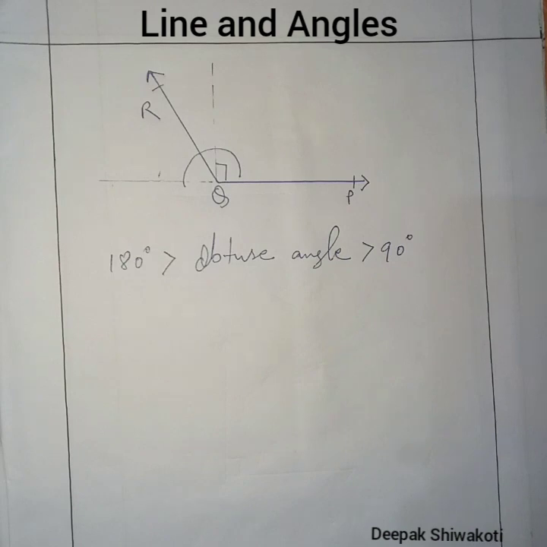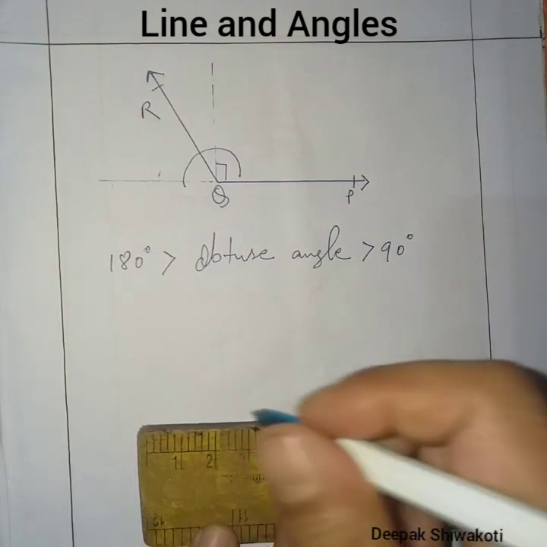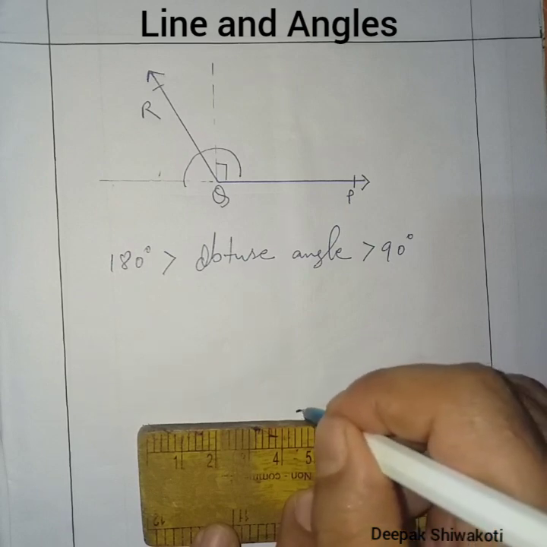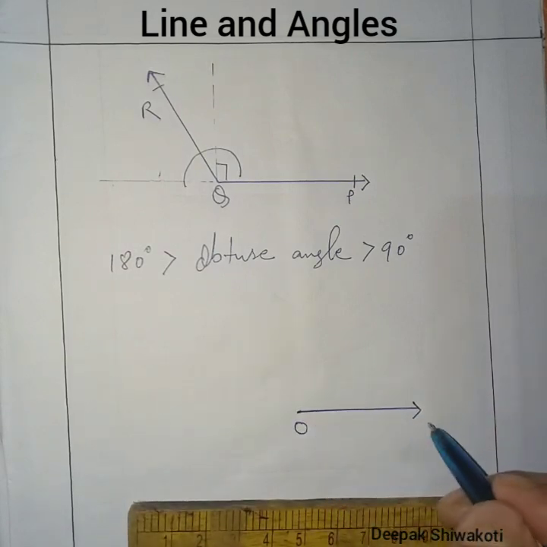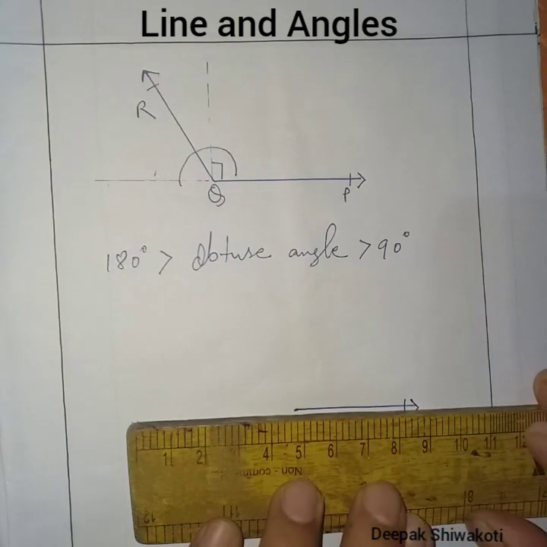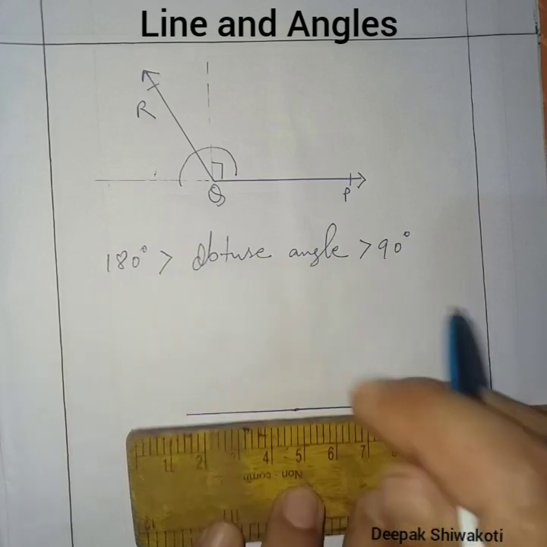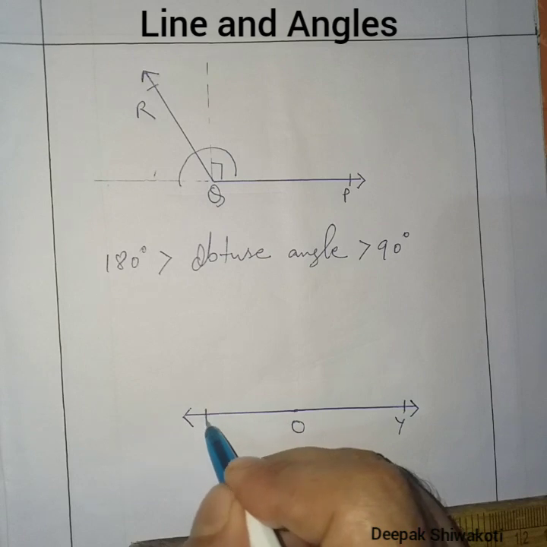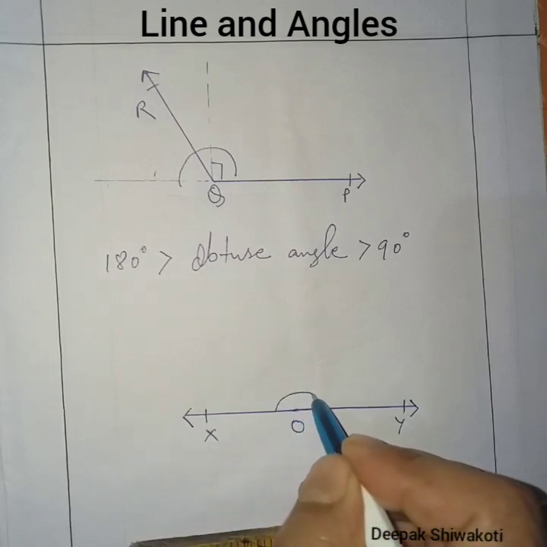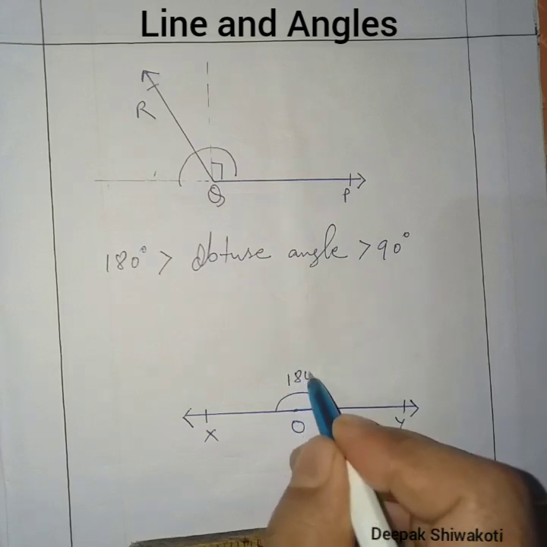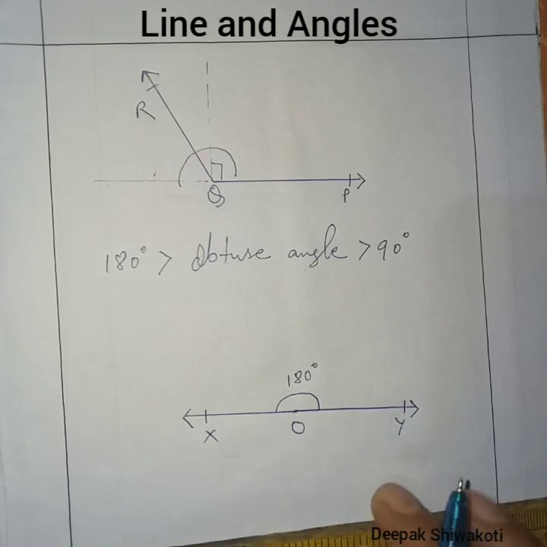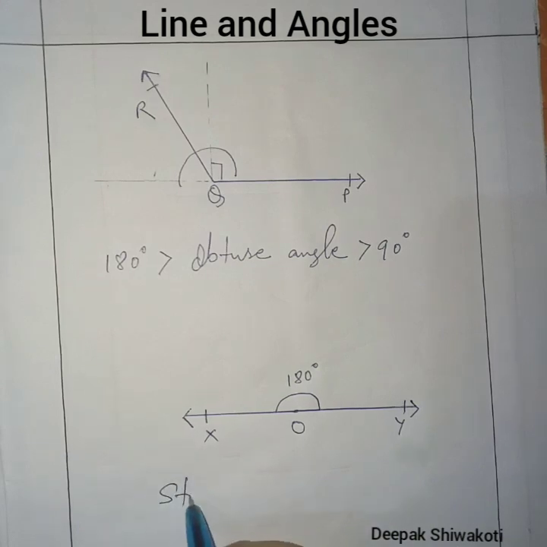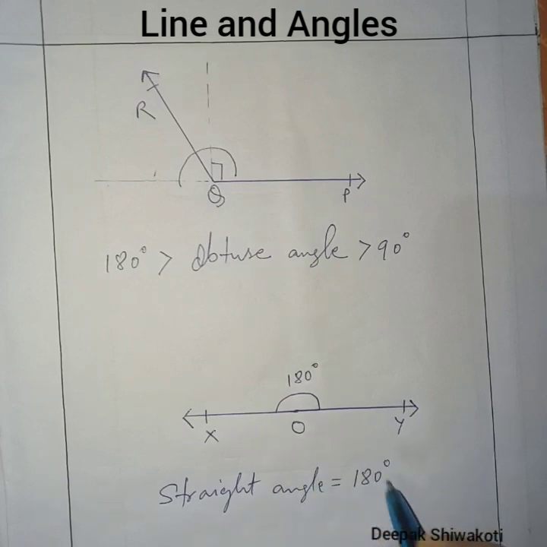Another is straight angle. Straight angle is, suppose this is the initial point and here is one ray. So initial point is O and this is Y. Another ray from the same initial point is going towards this direction, and suppose this is X. So the angle formed here is 180 degree. Okay, so the angle which is equal to 180 degree is called as the straight angle. Straight angle is always equal to 180 degree.